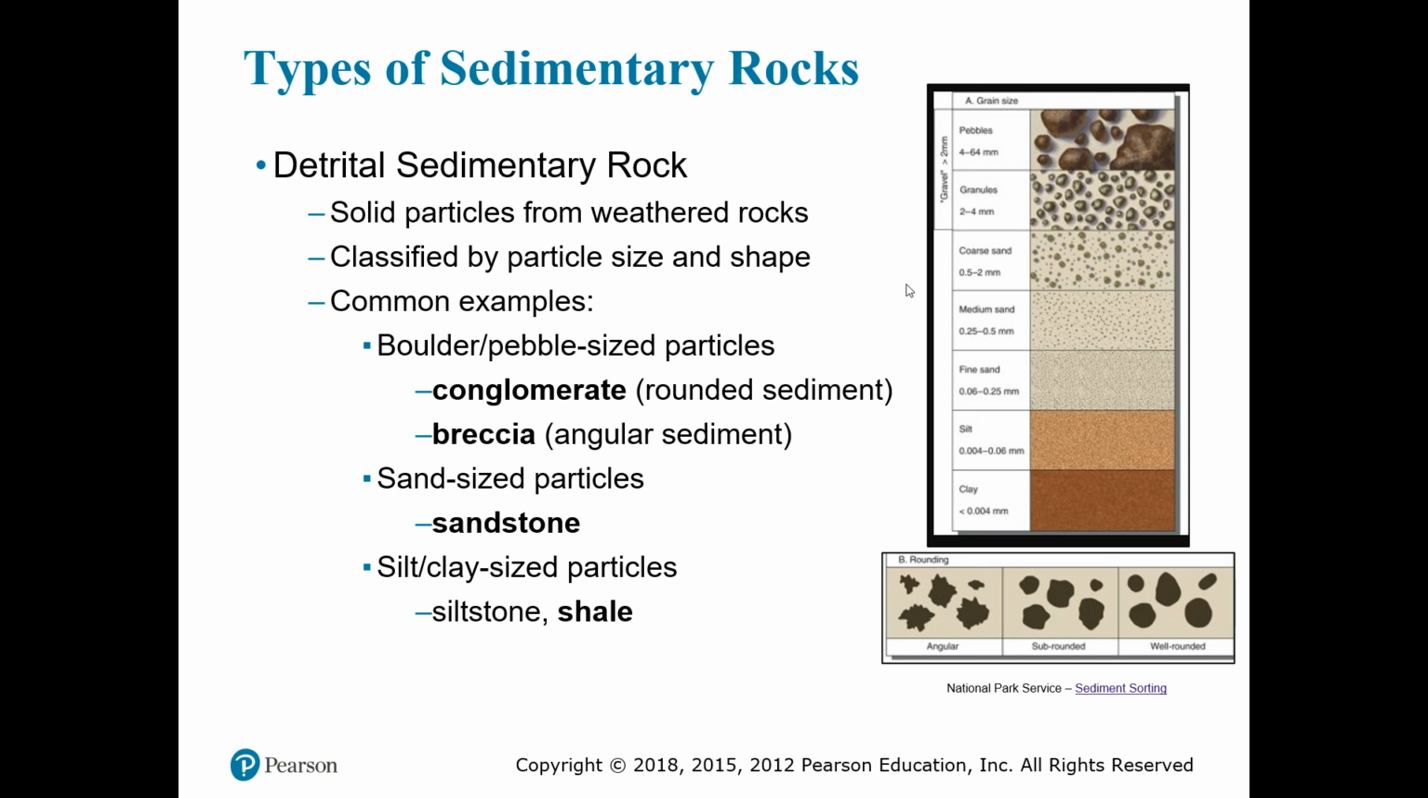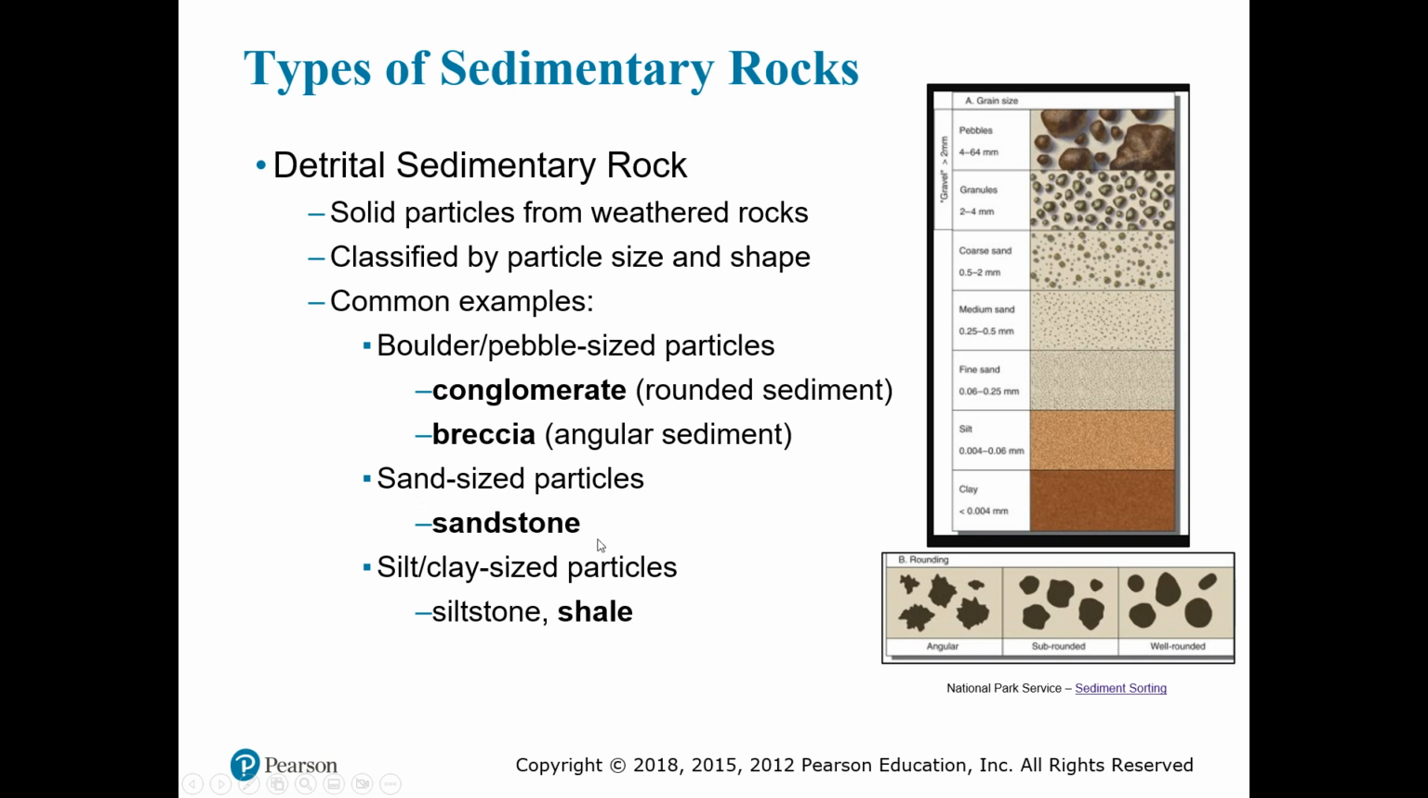Conglomerate is one example. This example has larger particles but rounded or well-rounded sediment. Breccia also has large-sized pebbles or boulders, but the sediment that it includes is angular in nature, meaning it just has sharp edges.